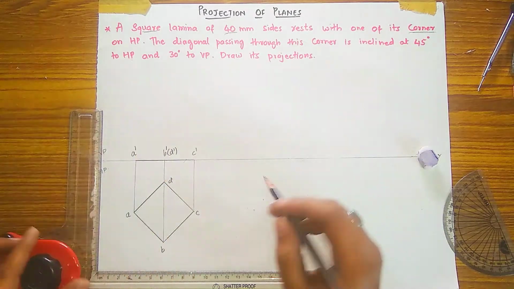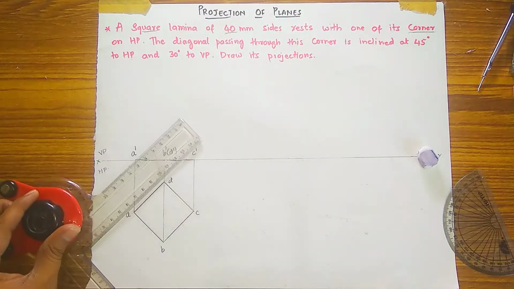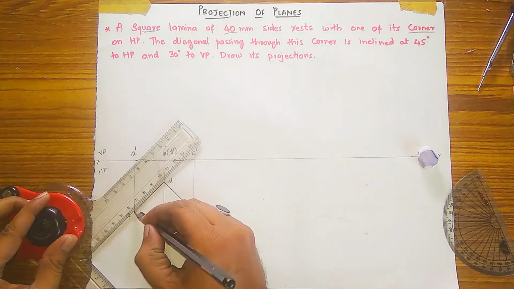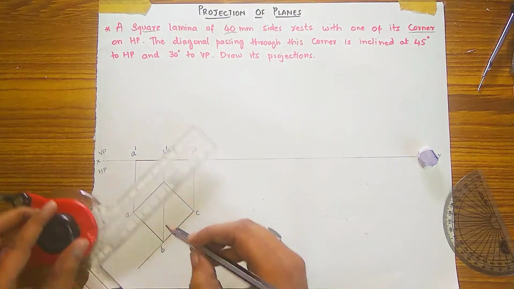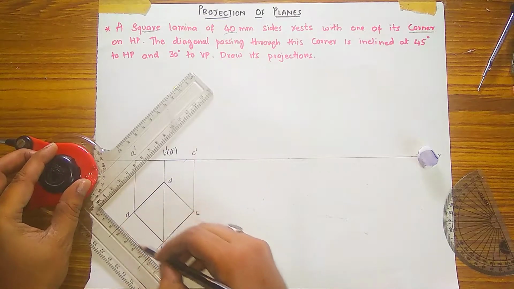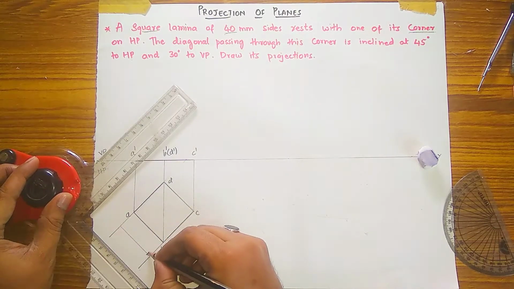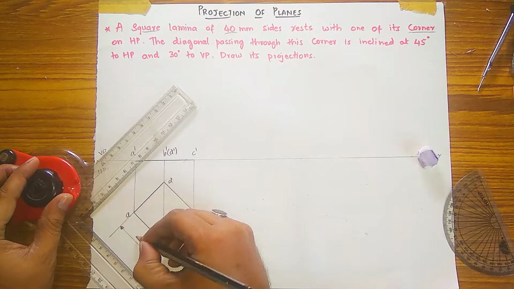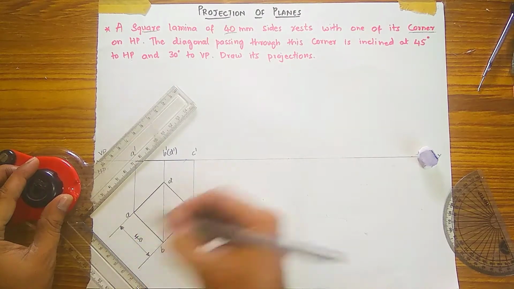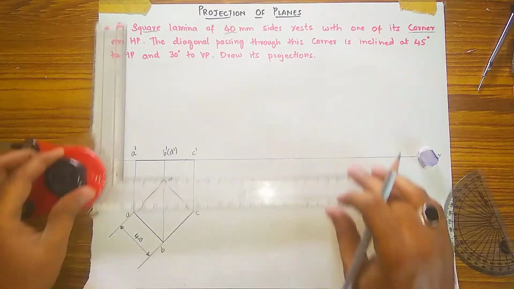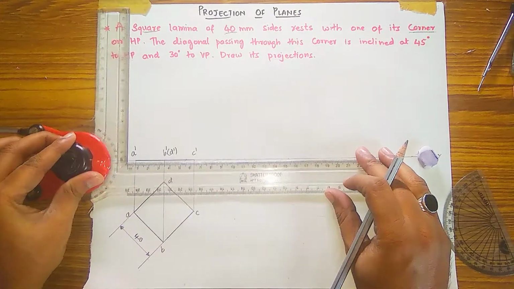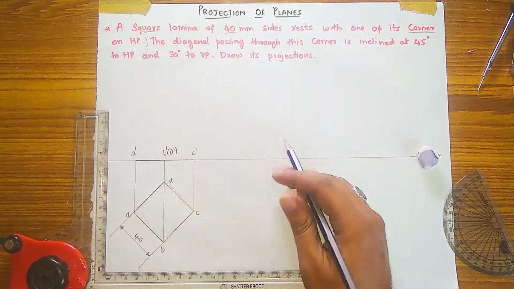Now the first projection is complete, and you have to show the dimension of this square as said in the question: the extension line, dimension line, arrow marks, 40 mm. Now the first projection is finished.